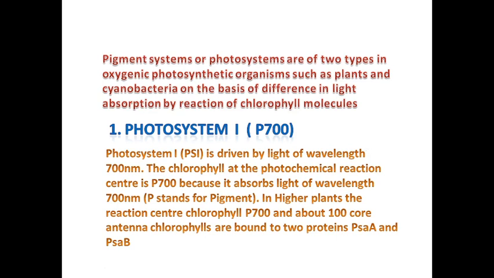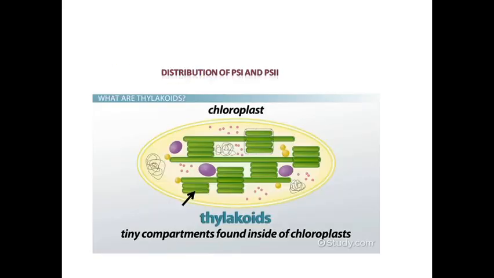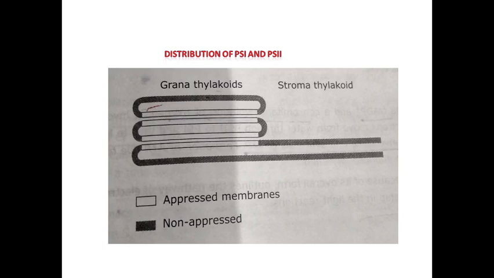I have already told you there are two photosystems, photosystem 1 and photosystem second. Photosystem 1 absorbs at 700 nanometer, and photosystem second absorbs at 680 nanometer. And I told you where these pigment system first and pigment system second are found.